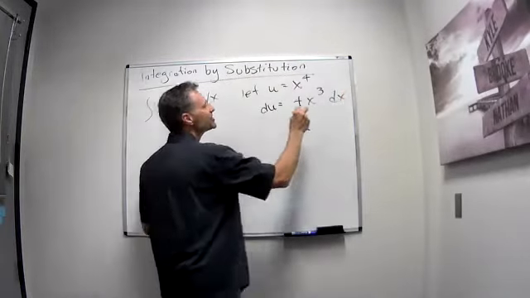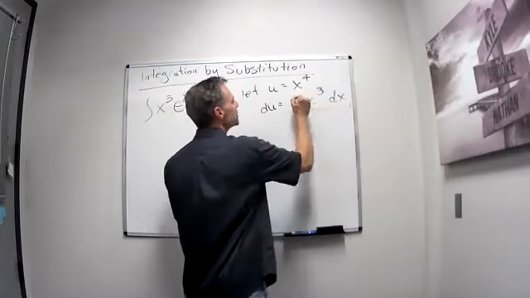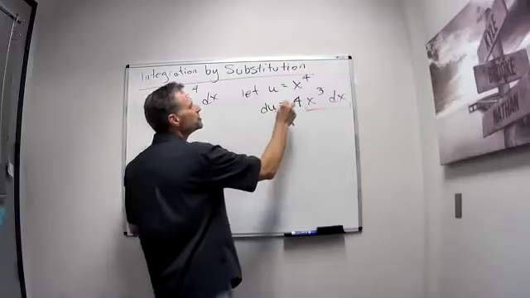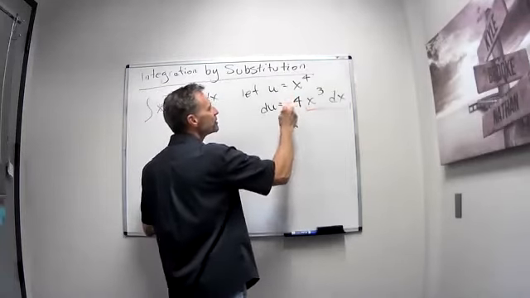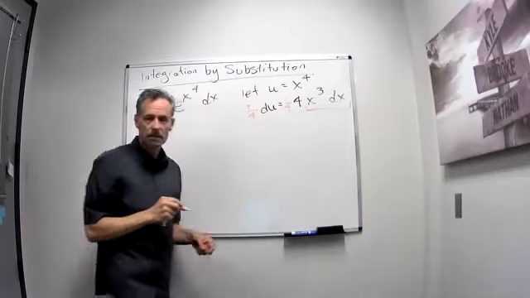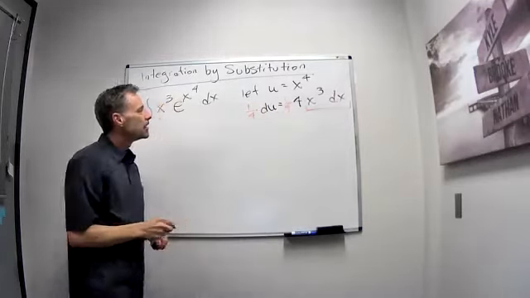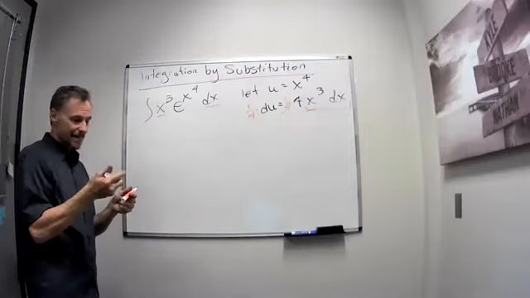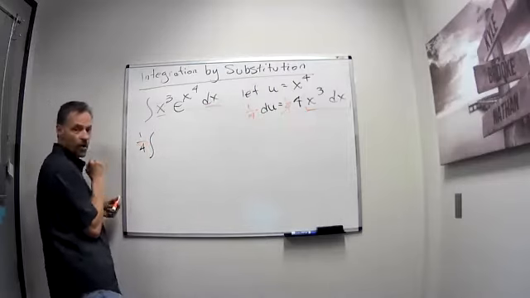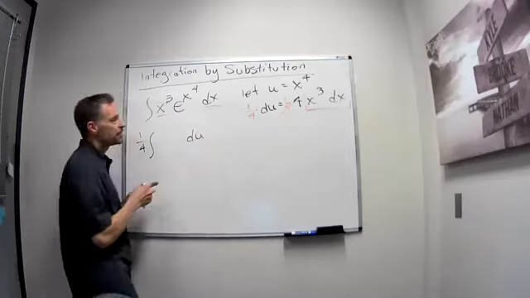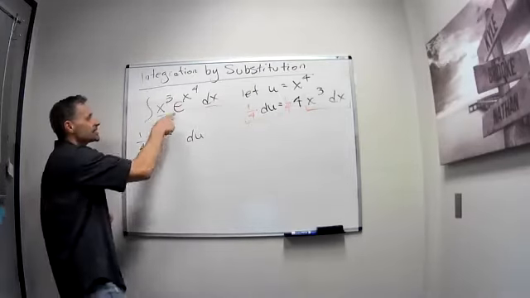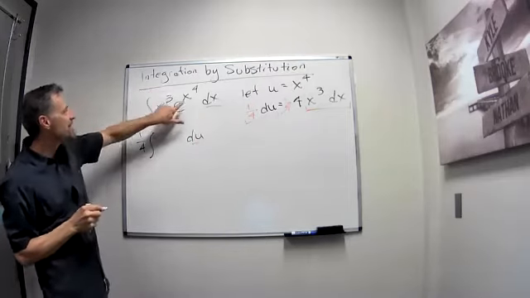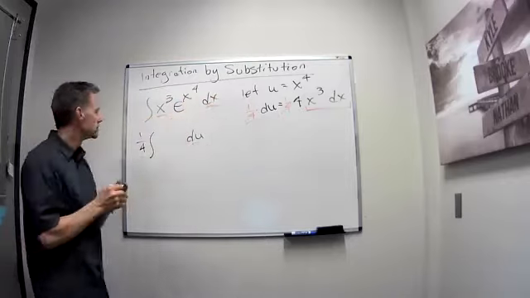And I have the x to the 3rd dx, but I don't have that 4. So a nice little trick, just multiply this by 1/4 on each side. And now these will cancel out. Oh, the x to the 3rd dx, there's my x to the 3rd dx. That becomes 1/4 du. So that x to the 3rd is gone. I just have e to the x to the 4th, which is just e to the u.